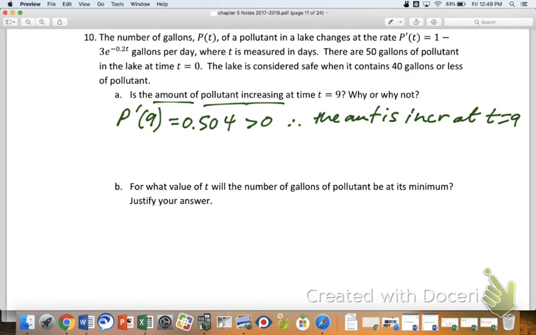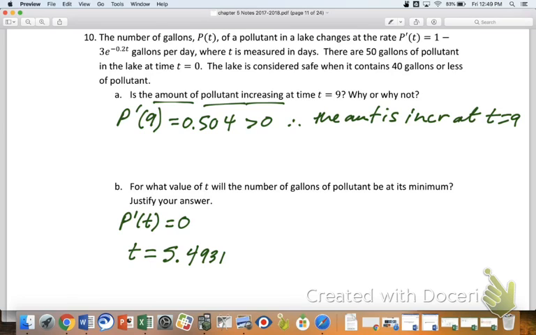Anybody have any thoughts on B? Like, what'd you do with B? There you go. We're looking for a minimum, and so a critical point would be a candidate. So P prime of T equals 0 makes a lot of sense. Did you solve it? Did anybody do what Julia did and solve? Yeah, 5.49. Okay, and it was just the single critical point? 5.493? Okay.